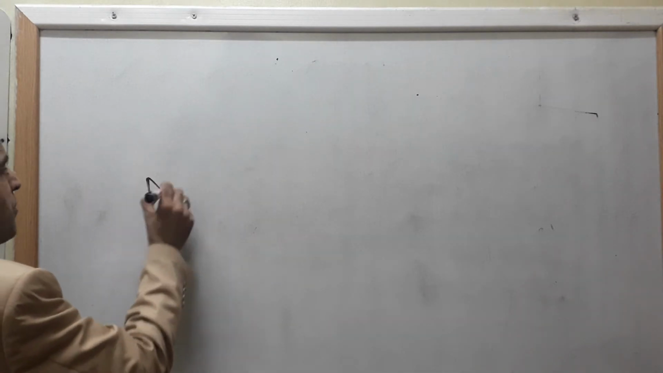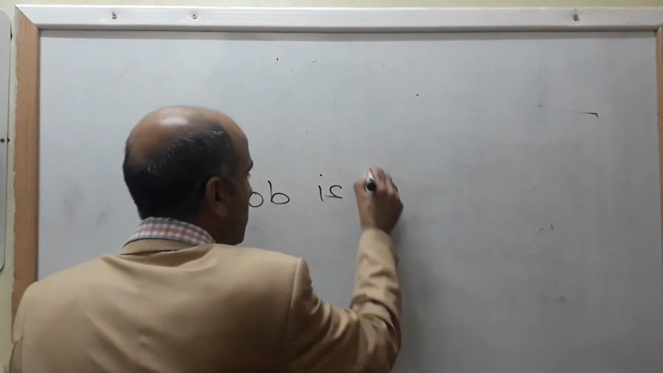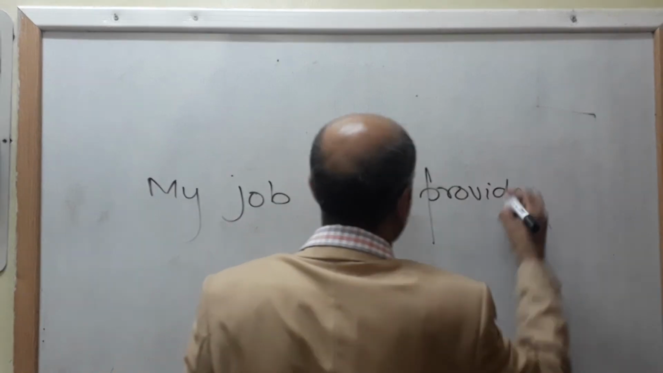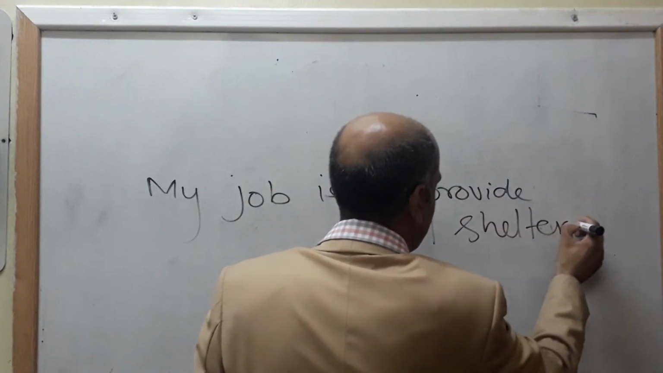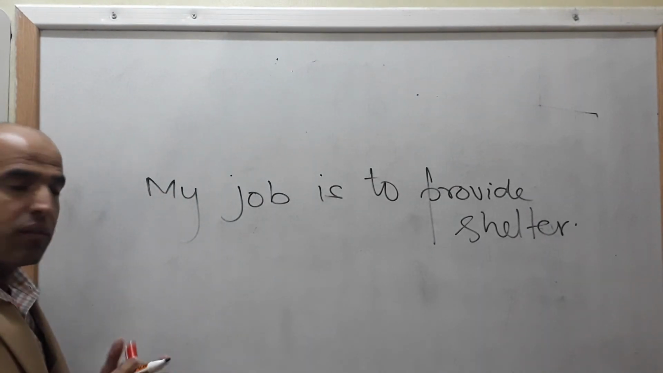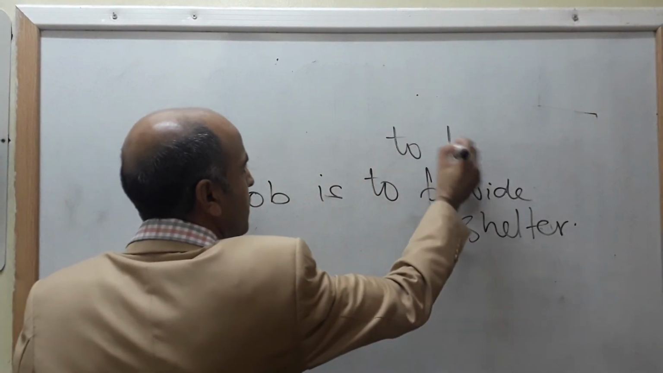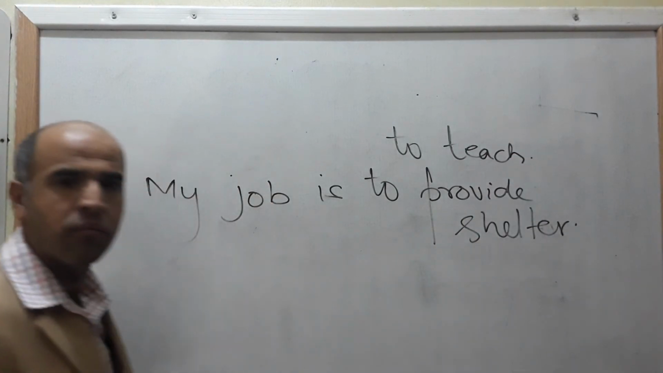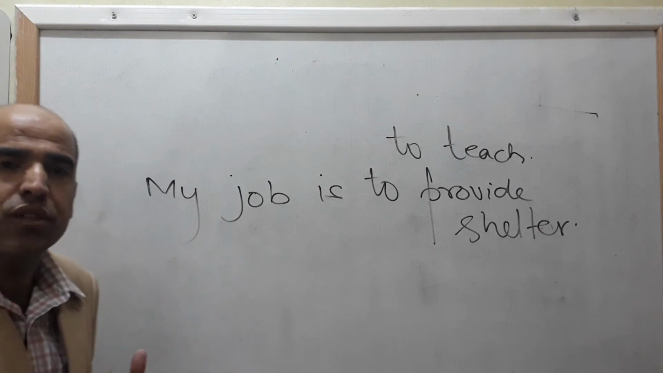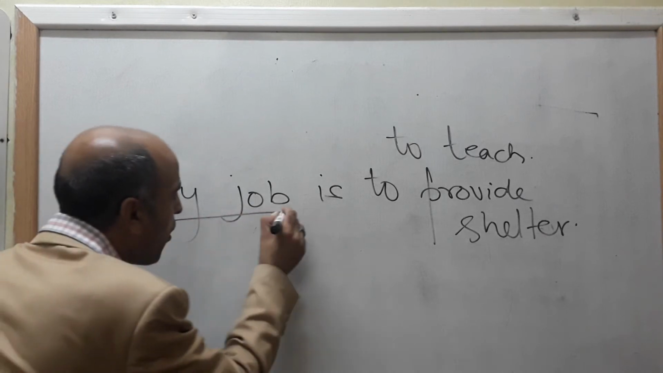Now let me cite an example for your convenience. My job is to provide shelter. Now look, my job is to provide shelter. My job is to teach. Full stop. Both the examples. My job is, what's your job? To teach. What is your job? To teach. My job is to teach. Clear?